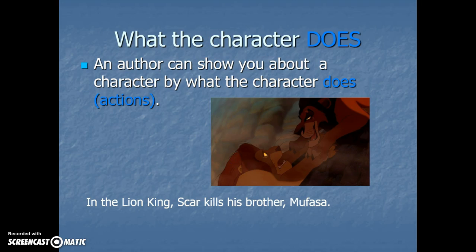First, there's what a character does. An author can give you character traits and show you all about a character just by their actions. For example, in The Lion King, Scar goes out and kills his brother Mufasa. This reveals a lot about Scar's character. Anyone who is willing to kill their brother is probably pretty nefarious and pretty evil. So we can learn something about his character through the things that he does.